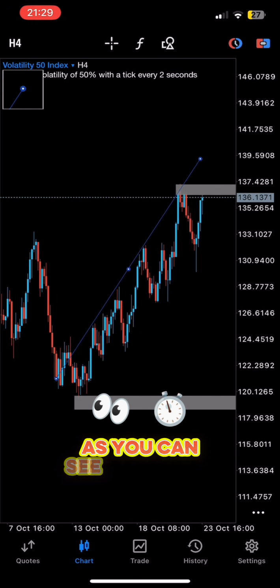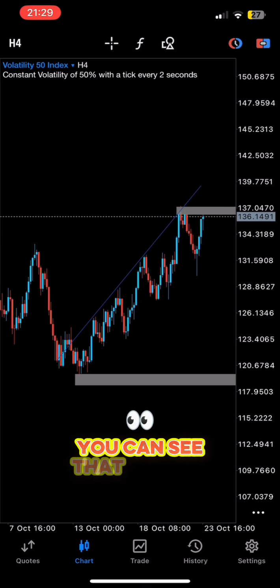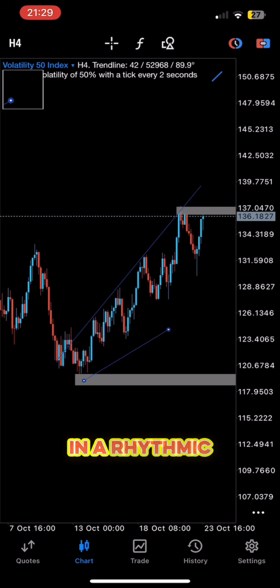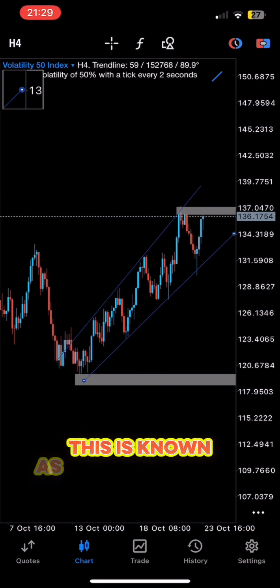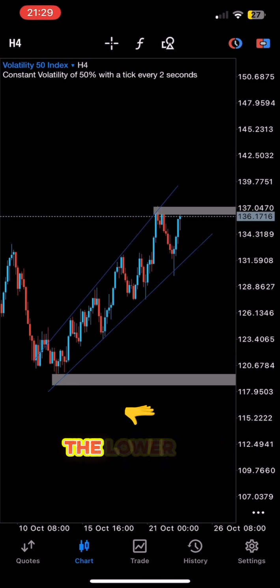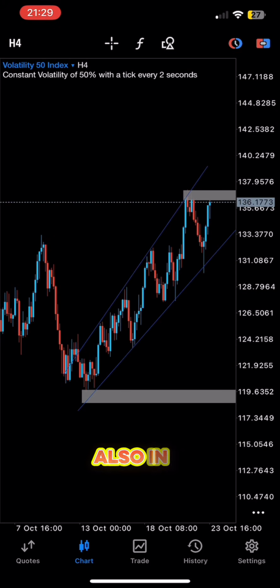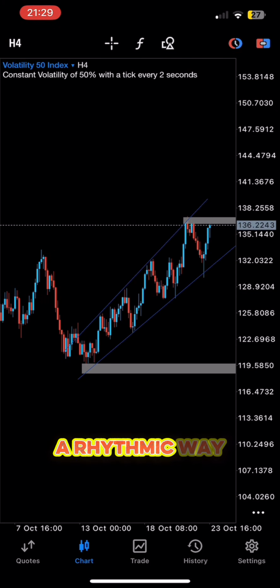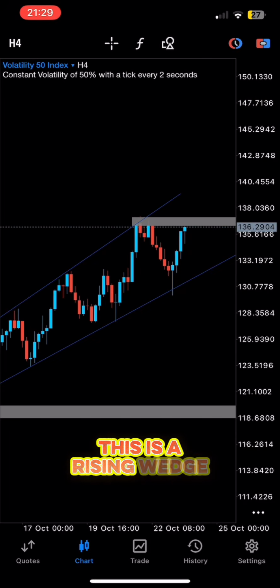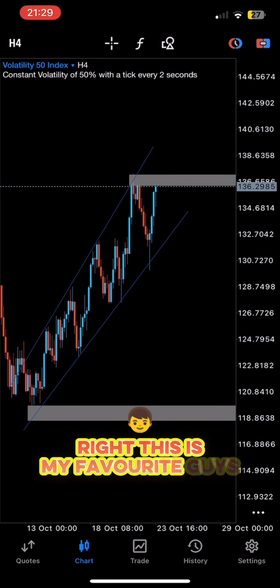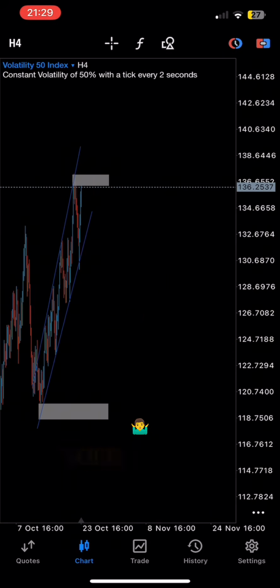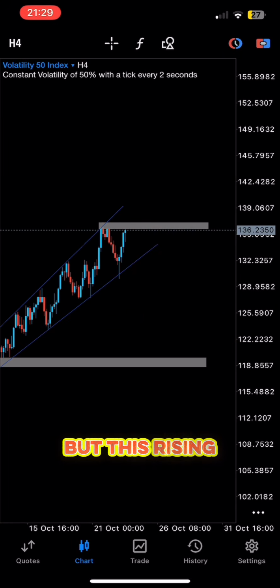Anyway, as you can see right now, the higher highs were being created in a rhythmic way. This is known as resistance, right? And at the bottom, the higher lows were also in a rhythmic way. So this is called the support, right? So you can clearly see that this is a rising wedge, right? This is my favorite, guys. This is always my favorite. You can master this technique and make a lot of money using nothing but this rising wedge only.